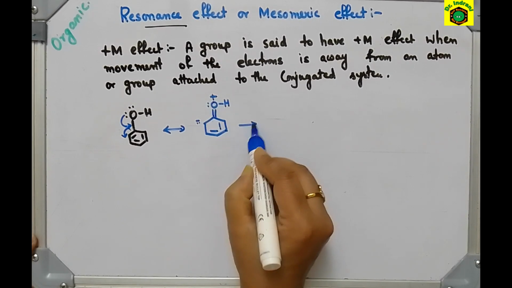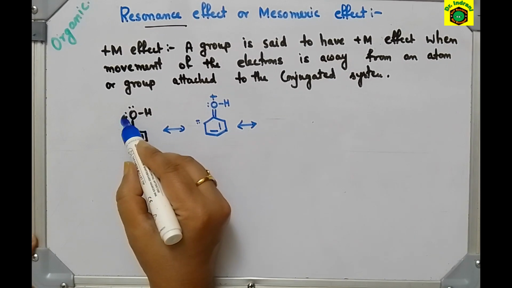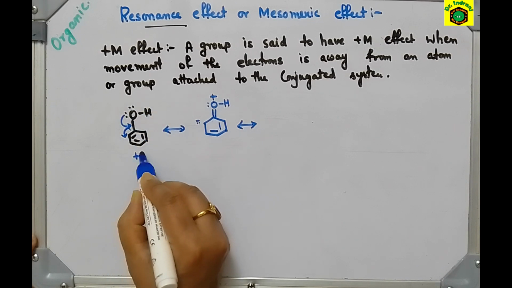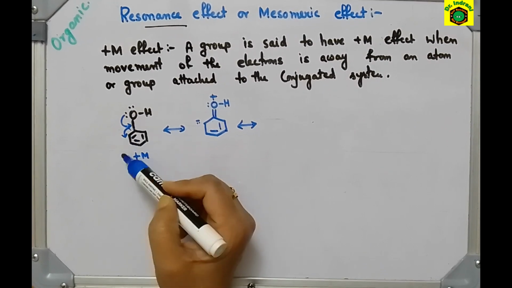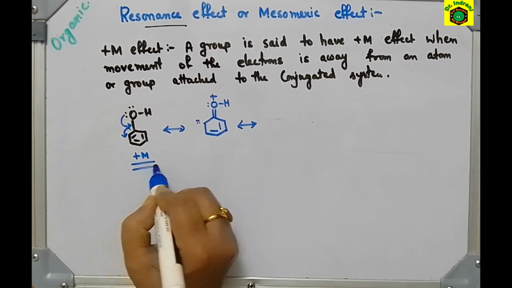Other resonating structures are also there. We will do all those later. Here movement of electrons is away from this group, so here it is called plus M effect. Here movement of electrons is towards the benzene ring. Therefore, we can say this one as plus M effect.